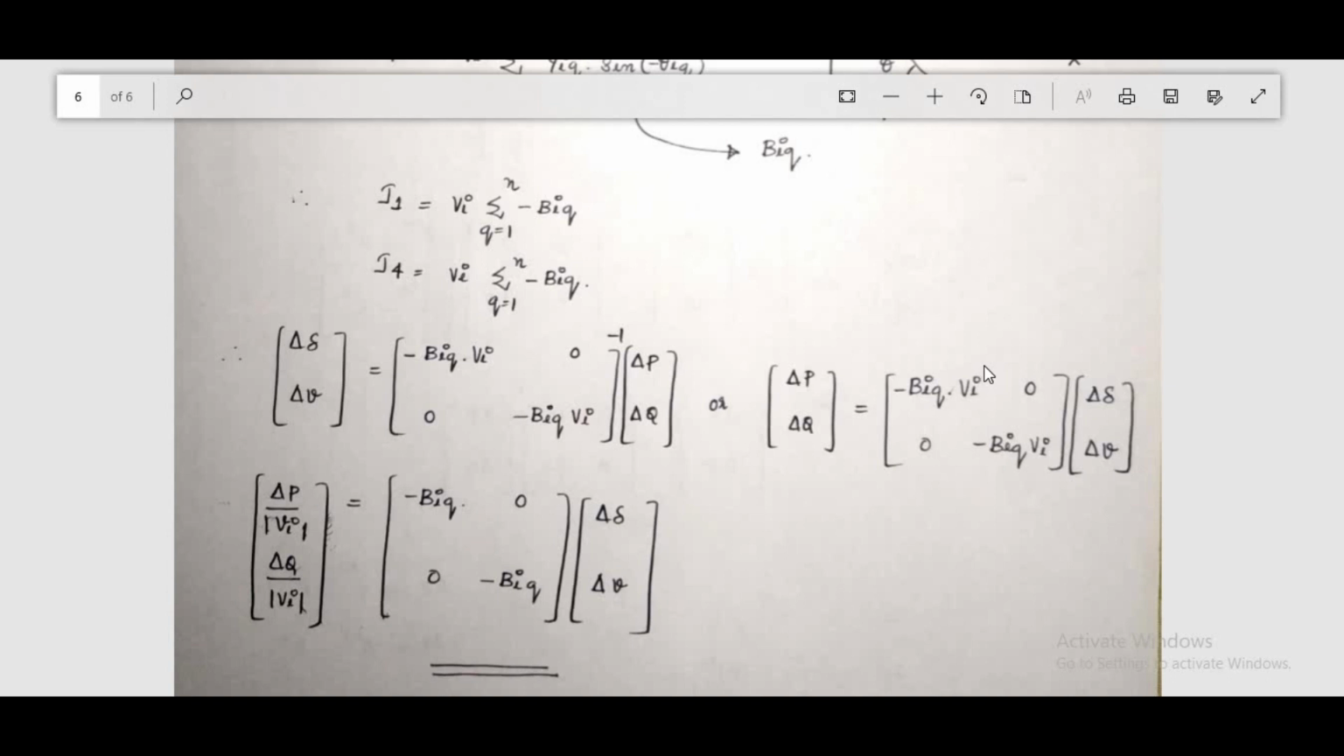In the next lecture, we will be discussing in detail how a problem is solved using this Newton-Raphson method and fast decoupled load flow method. We will be working out one or two problems on that. So then this idea will be much more clear to you.